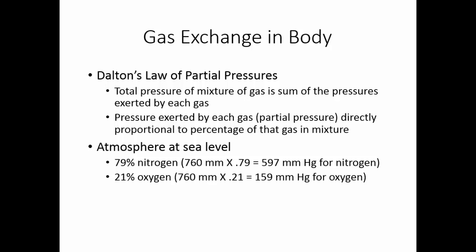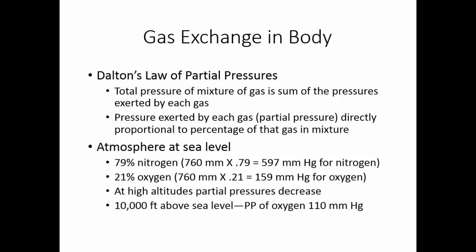About 21% of our atmosphere is oxygen. Its partial pressure is about 159 millimeters of mercury. At high altitudes, the partial pressures will decrease a little bit because the total atmospheric pressure will be lower. At 10,000 feet above sea level, the partial pressure of oxygen is only about 110 millimeters of mercury.